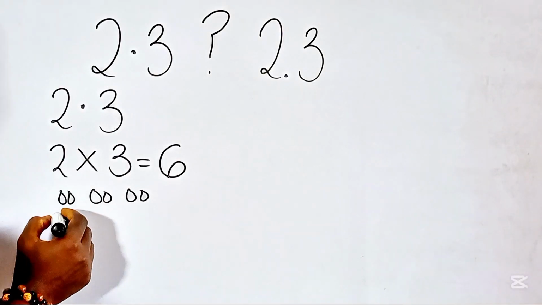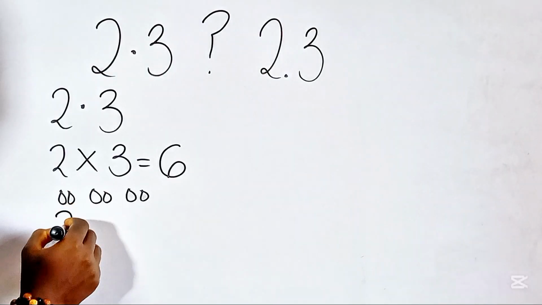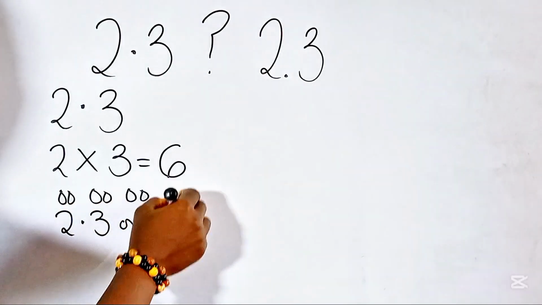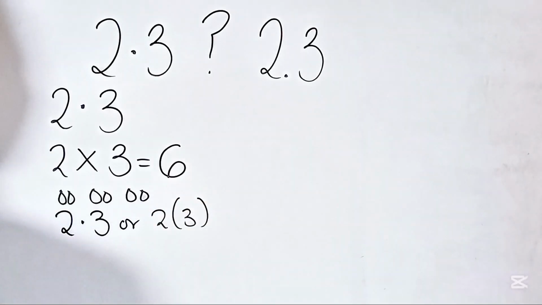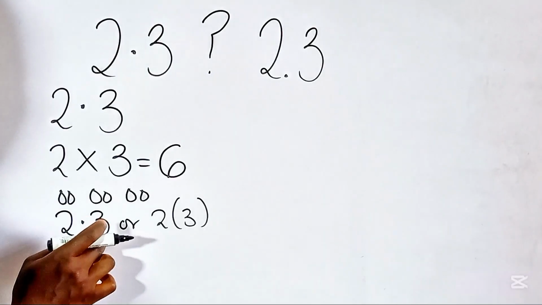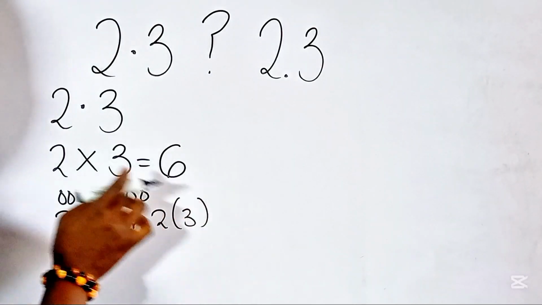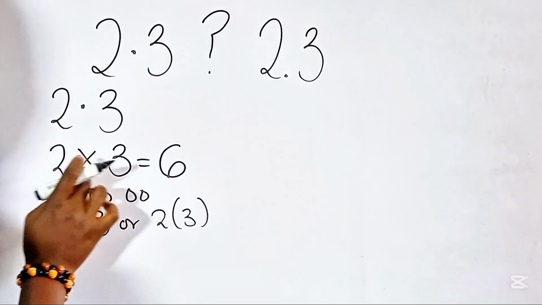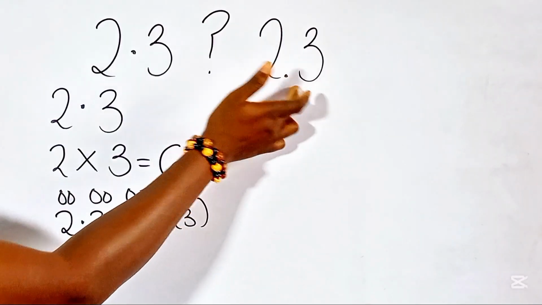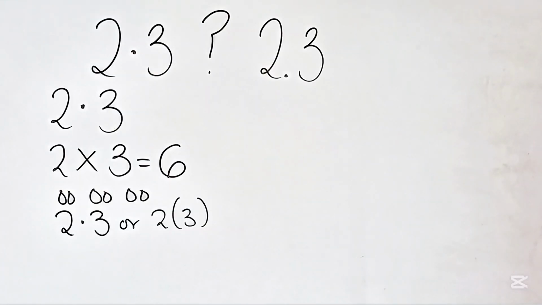So sometimes you will come across multiplication as 2·3 or 2(3). So this here means 2 times 3. This is also 2 times 3. And when you have the symbol, it also means 2 times 3. So they all mean the same thing. Now let's move over to when the tiny dot is at the bottom of the numbers.